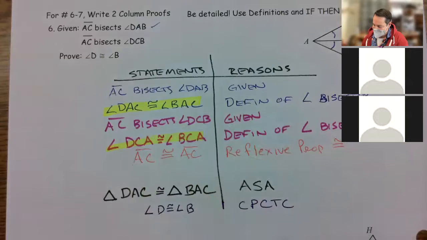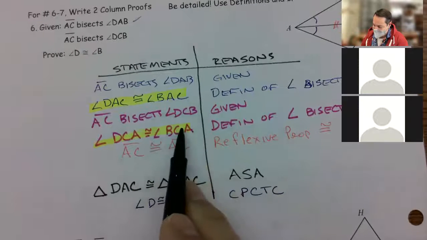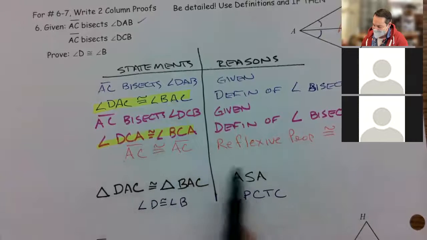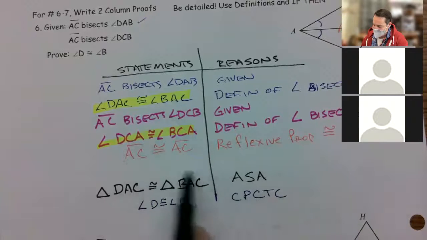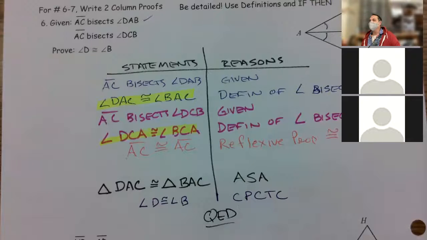This is now a complete logical proof. This fact leads to this. This fact leads to this. This fact comes out of reflexive. These three facts make the triangles congruent. Once the triangles are congruent, I can say that corresponding parts of congruent triangles are congruent to come up with a conclusion. Therefore, QED. Any questions?